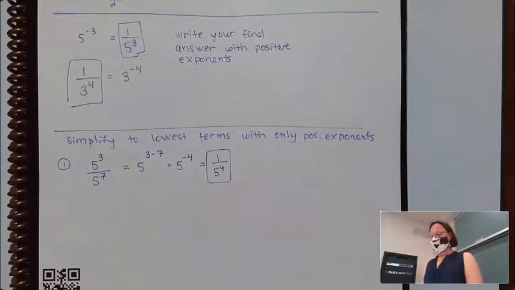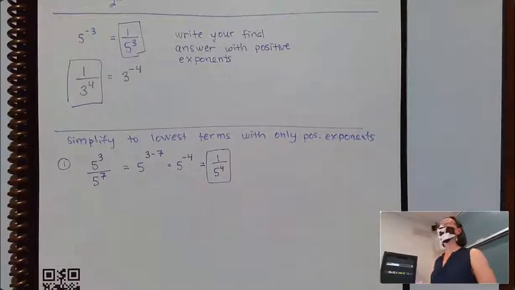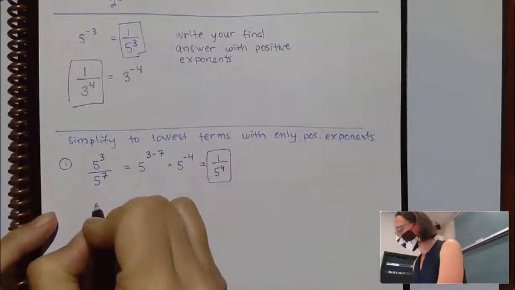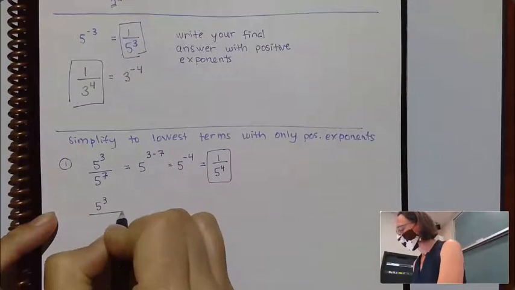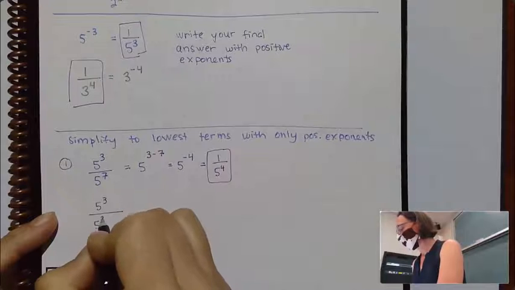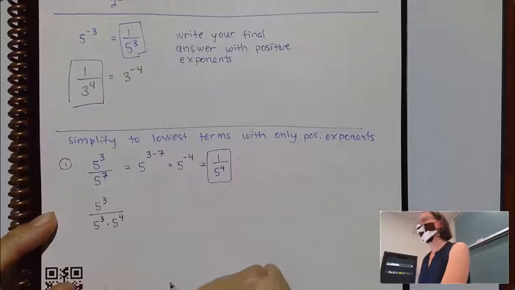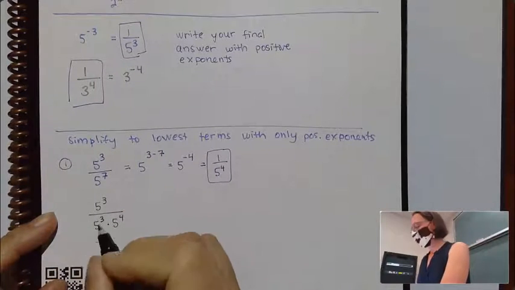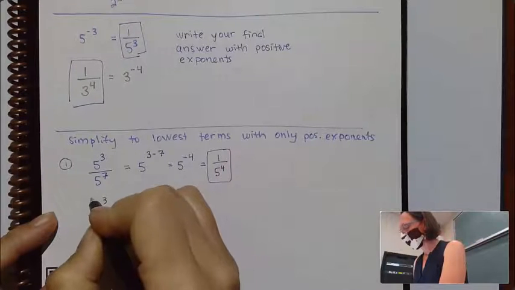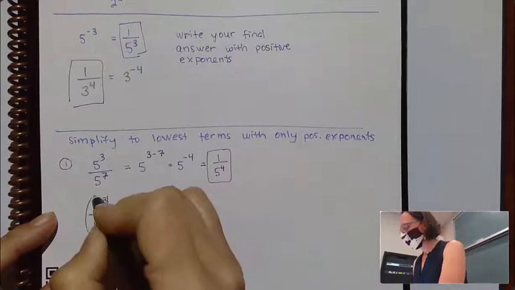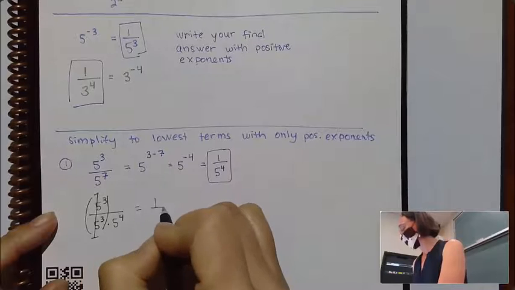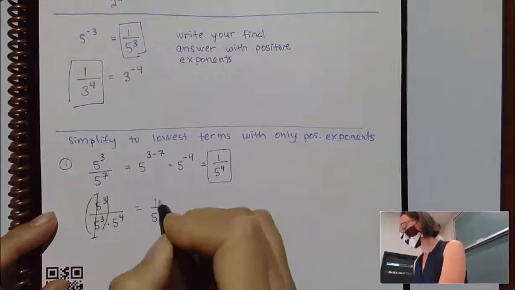I will tell you that is not what happens in my head. In my head, when I see this problem, what I actually do is really similar to how I simplify fractions with numbers, which is I'm going to take the bottom and I'm actually going to write that as the product of 5 to the third times 5 to the fourth. Because to me, now that 5 to the third over 5 to the third is a 1, and I get to 1 over 5 to the fourth.